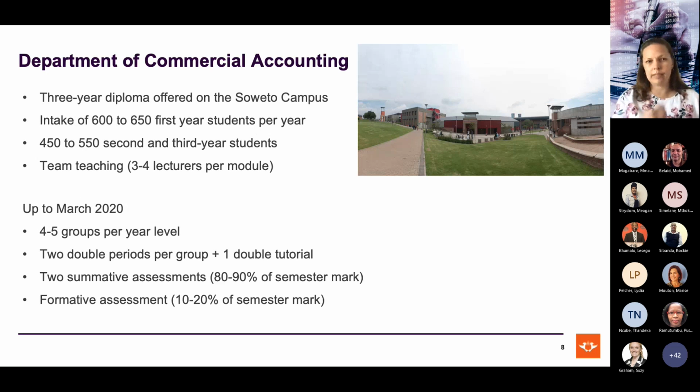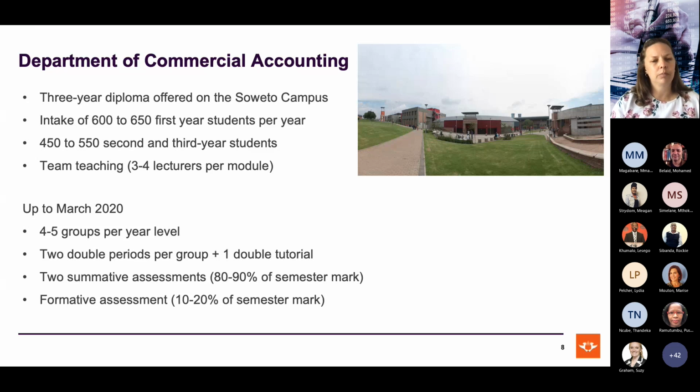So just briefly, for those who are not familiar with the Department of Commercial Accounting, we offer a 3-year diploma, and this is offered on the Soweto campus. Our intake per year is normally about 600 to 650 first-year students. We then also, in some of the modules, are part of the Financial Services Operation diploma, where there's another 100 to 120 students. And then in our second and third year modules, we have 450 to 550 students per module. We do team teaching, so we are 3 to 4 lecturers per module.